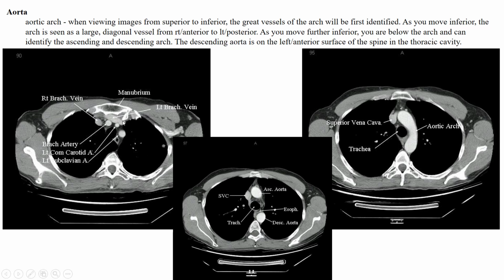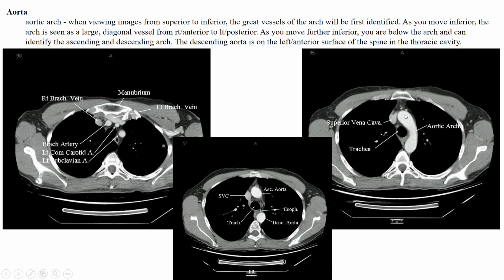And the left brachiocephalic vein is passing anterior to the three great vessels, the brachiocephalic artery or trunk, both are correct, the left common carotid artery, and the left subclavian artery. So right brachiocephalic vein, left brachiocephalic vein coming across to form the SVC, the brachiocephalic artery, the left common carotid artery, and the left subclavian artery of the aortic arch.